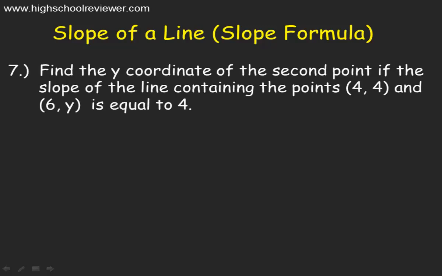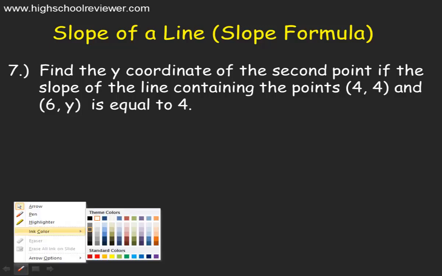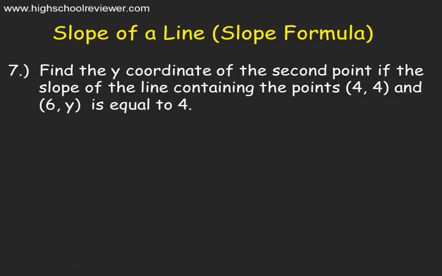Problem number 7. Find the y-coordinate of the second point if the slope of the line containing the points positive 4 and positive 4 and point positive 6 and y is equal to 4. So again, let us first write down the values of the 2 points. So for point 1, we have positive 4 and positive 4. And for point 2, we have 6 and the unknown, which is y.